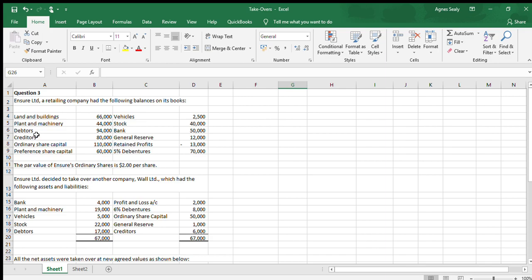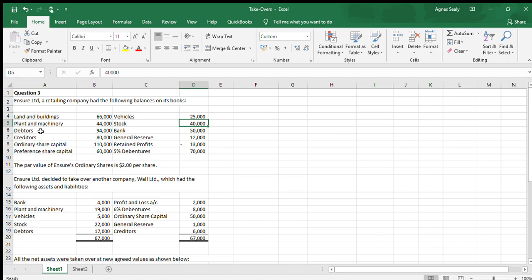So it says Insure Limited, a retailing company, had the following balances on its books: land and building, 66,000; plant and machinery, 44,000; debtors, 94,000; creditors, 80,000; ordinary share capital, 110,000; preference share capital, 60,000; vehicles, 25,000; and stock, 40,000; bank, 50,000; general reserve, 12,000; retained profits, negative 13,000; and 5% debentures, 70,000.